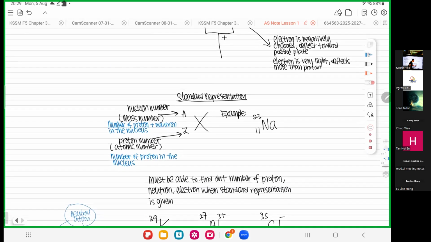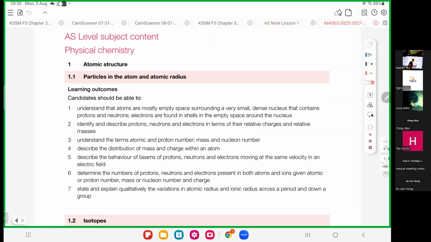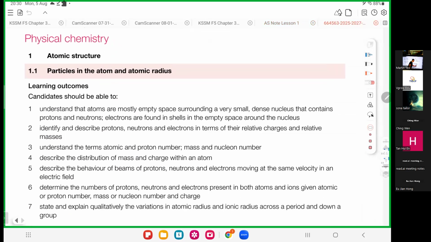This standard representation concept has nothing to do with A level at all. It is something coming from your high school, from your SPM as well as your IGCSE. So why do I cover this? Because if you look at your syllabus content, the first chapter, atomic structure, they do ask about that.